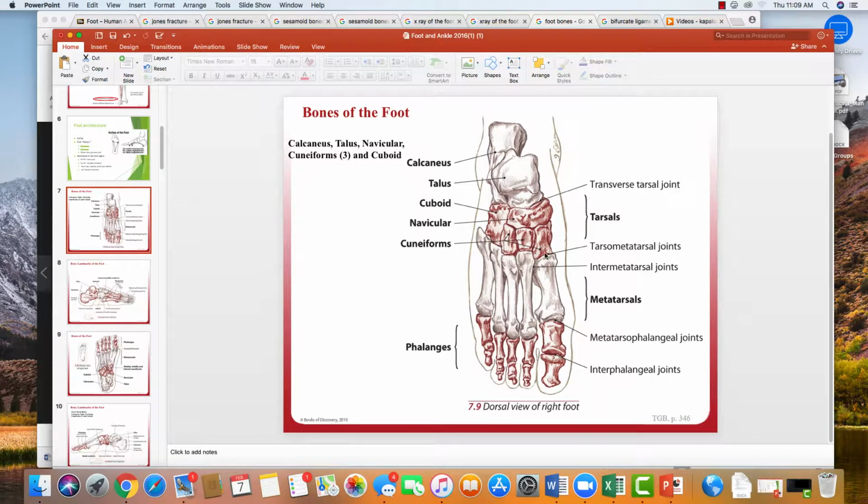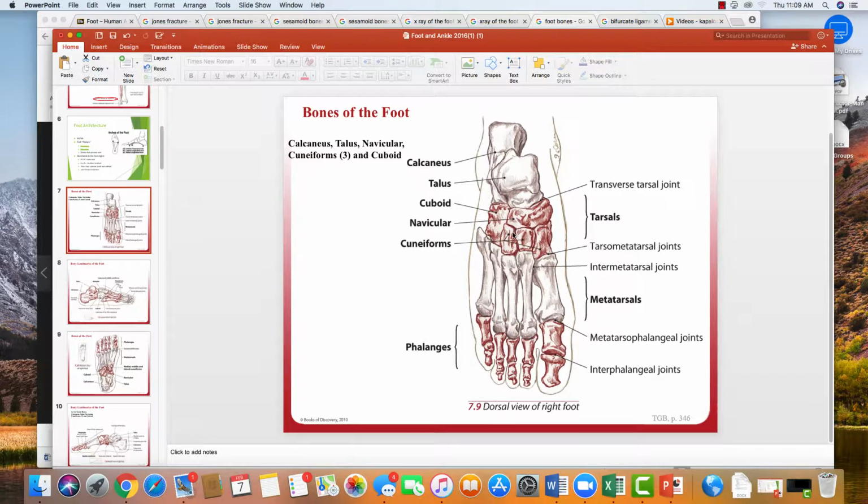Midfoot here, we have the collection of the 5 bones that we are calling the tarsals. So it's been labeled right here. Tarsals include the navicular, the cuboid, which is shaped like a cube, that's where it gets its name, and then our 3 cuneiforms. We've got the lateral cuneiform here, the middle cuneiform, and then the medial.